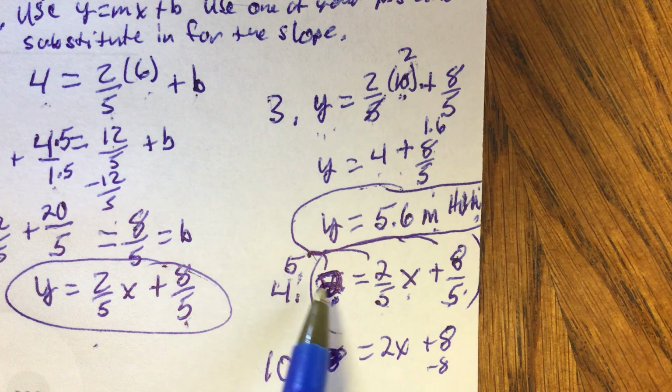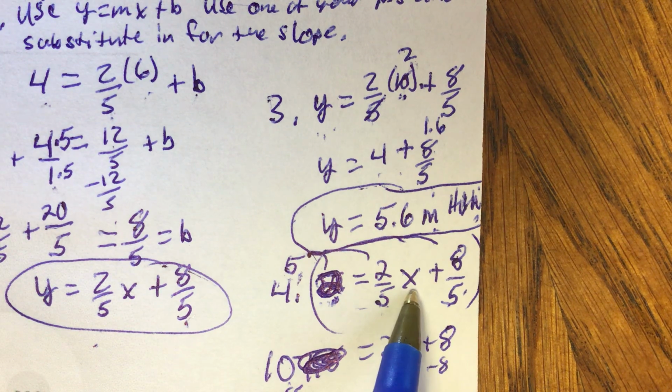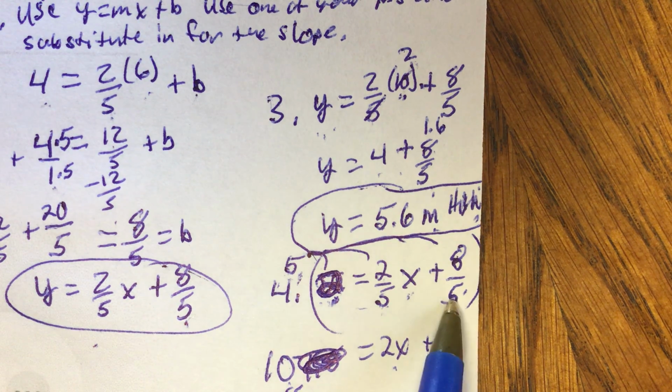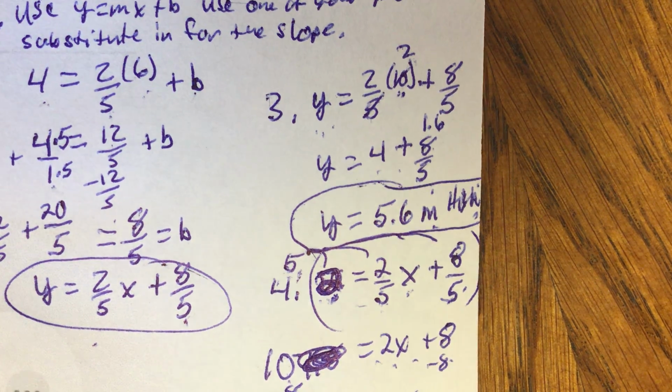The 5s will divide out here as I distribute it to this x value, so the 5s divide out, and I'm left with 2x. The 5s divide out on the y-intercept, and I'm left with 8. So now I have 10 equals 2x plus 8.